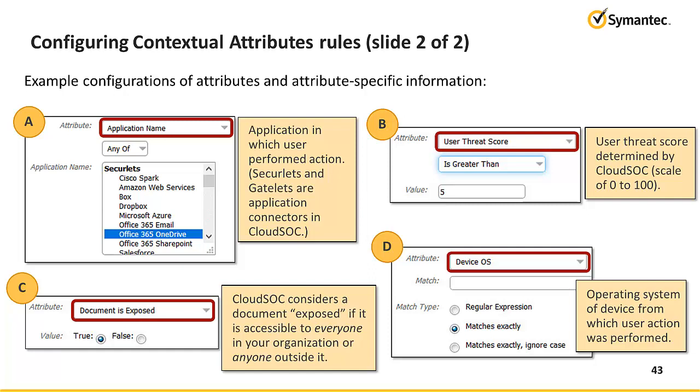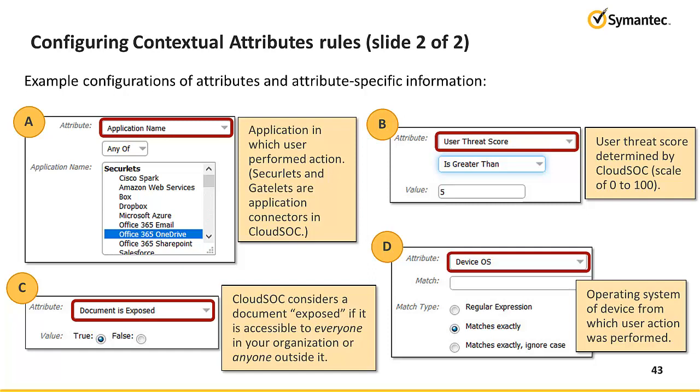Example B shows how to configure a rule for detecting on a specific CloudSoc user threat score or range of scores. Example C shows the configuration for detecting when a document is exposed, meaning that the document is either accessible to everyone within your organization or anyone outside of your organization. Example D shows how to configure a rule that captures information about the operating system of the device from which the user performed the action.